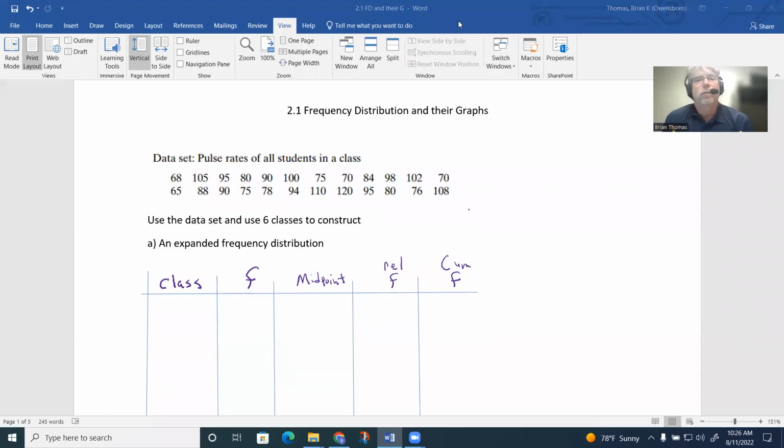So in this video, we're going to extend onto what we call a frequency histogram. If you recall, the data we're using is pulse rates of all students in a class. I think we said there were 12 and 12, so 24 pulse rates. So there's 24 pieces of data here that we collected. The first thing we did is we created an expanded frequency distribution.